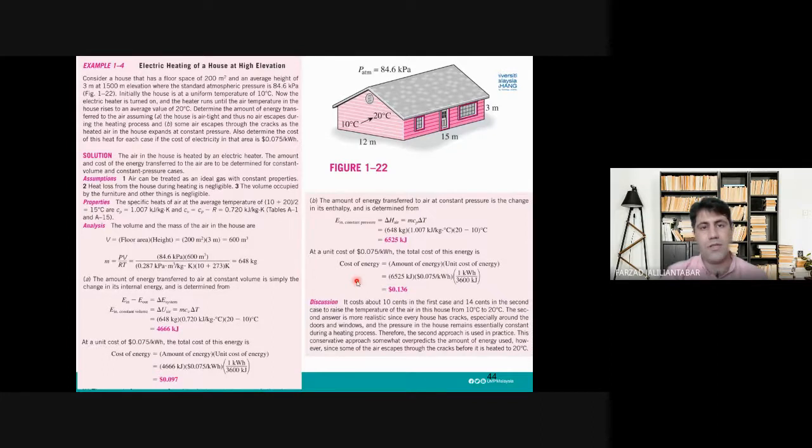And which one is more realistic? This one, because usually we have leakage of air from the doors and windows. And the more realistic value of the cost of the energy is this one. And because of this, usually in our calculation, we use this equation in the real world to calculate the required energy for a house. We use m cp delta T.